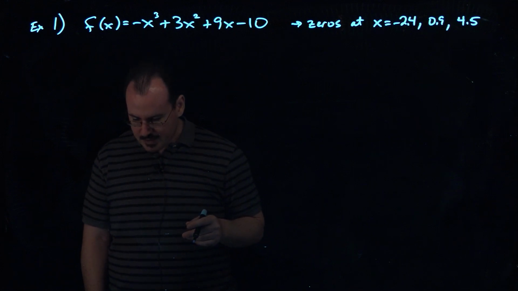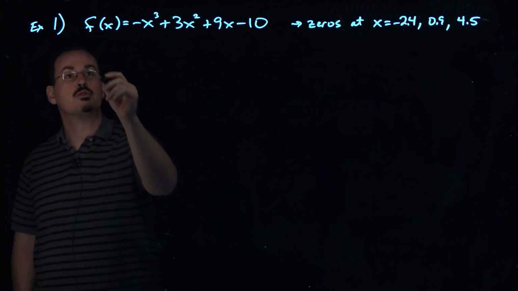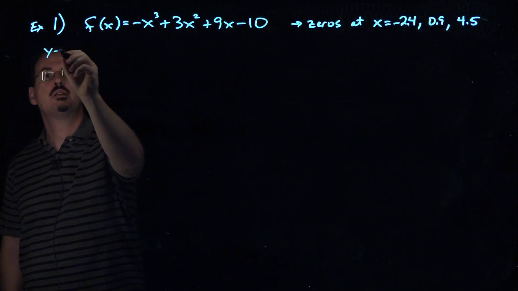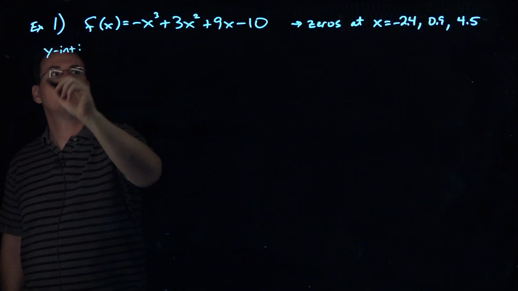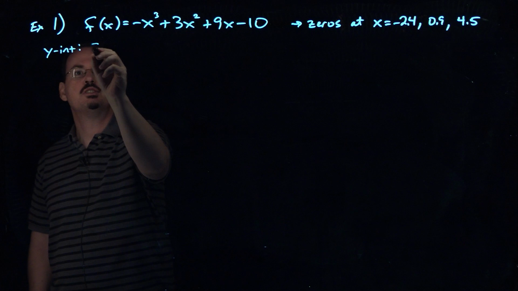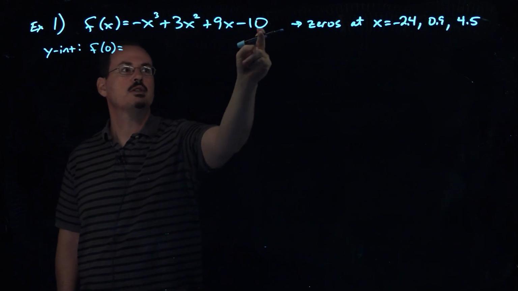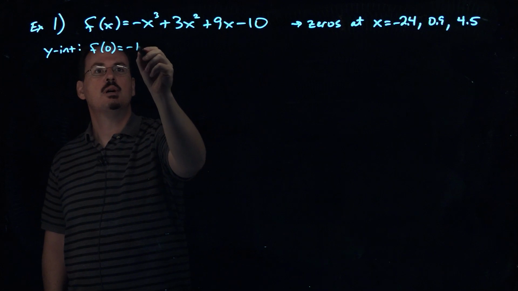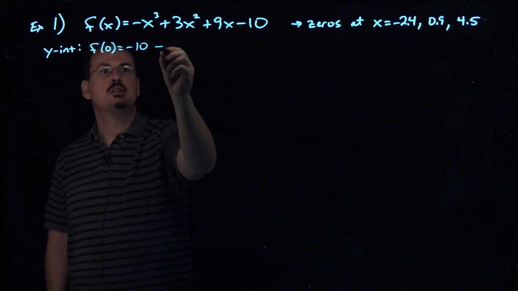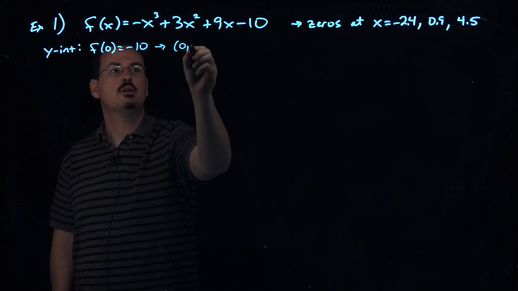Find the y-intercept of the function. So let's just go through this list here. The y-intercept. We get that by finding f of 0. So f of 0 would be whatever we get when we plug in 0 for all this. It's just a constant at the end, minus 10. So the y-intercept is at the point (0, -10).